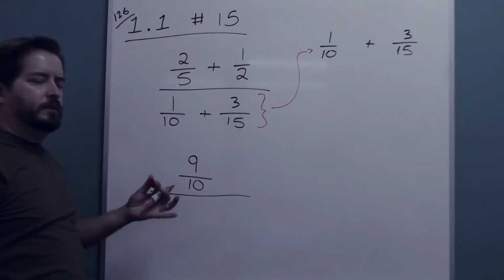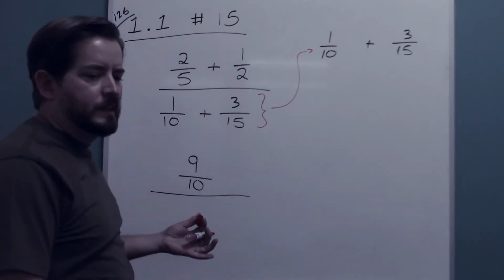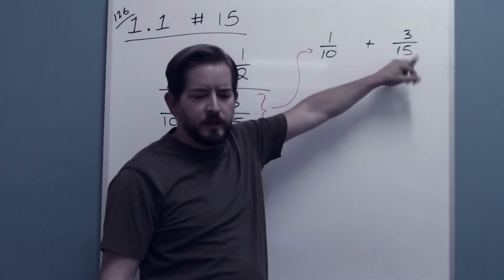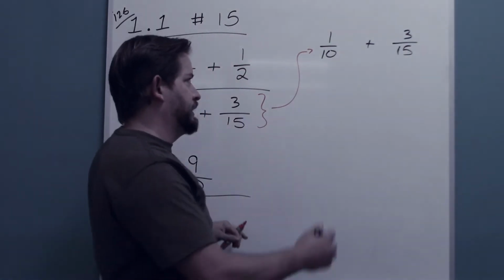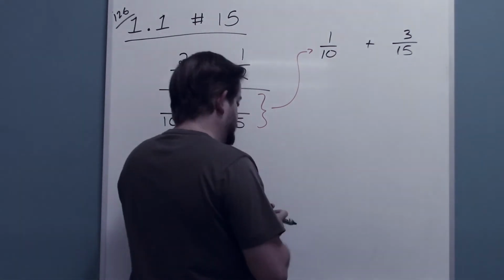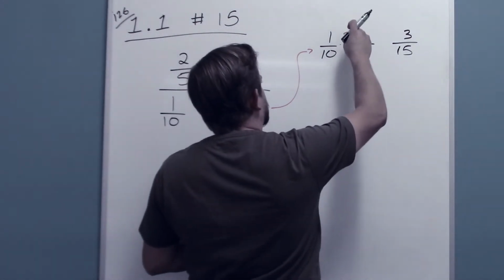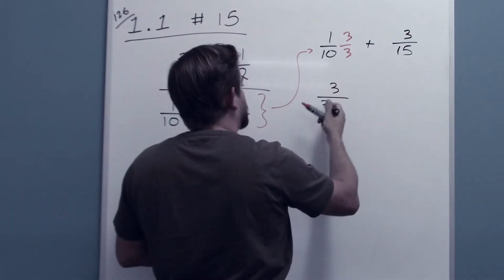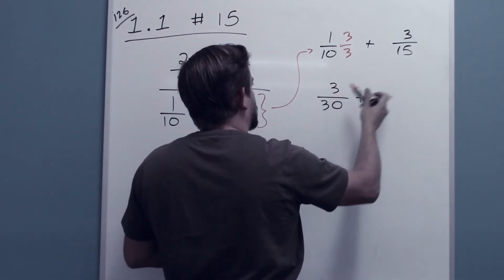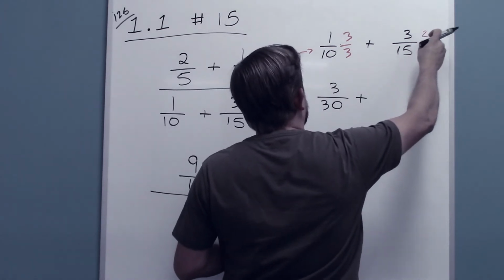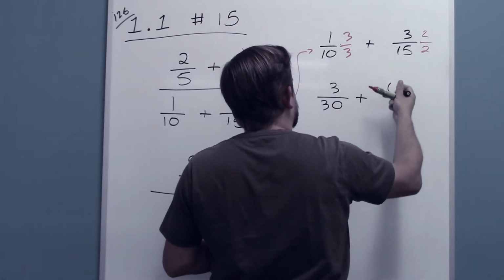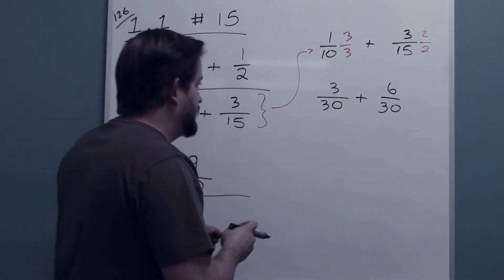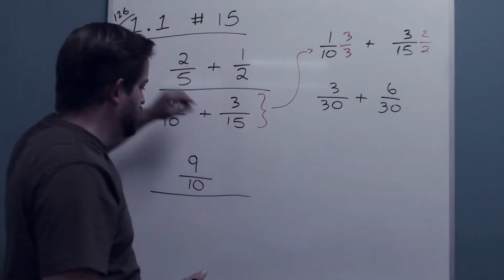I can get both of these to be a 30, right? There is actually something better you can do, and that is to say, well, 3/15 could be simplified, but let's just roll with this for now. I can get these to both be 30s, and I can say I'll multiply this by 3/3 to turn that into a 3/30. And I can multiply this by 2 over 2 to get that to be 6 over 30. And so when I combine those, that gives me 9 over 30.